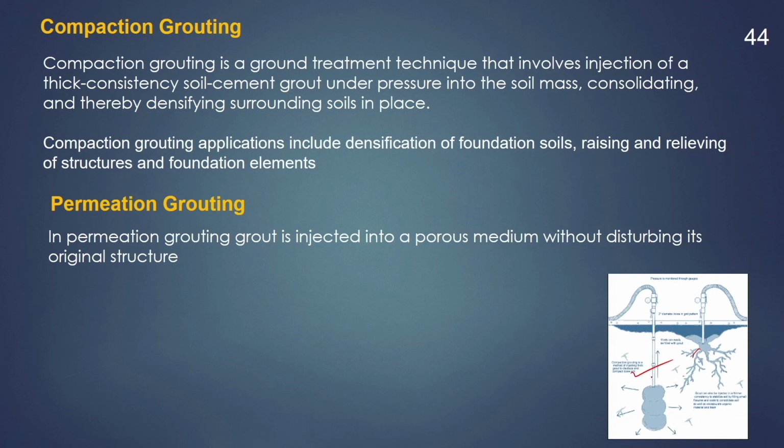So, here we could see that in this compaction grouting process, the grouting material generally used is a thick consistency soil cement mixture. The grout material will be injected with a large amount of pressure, and when we inject it, it will get solidified and densify the surrounding soil, and therefore the strength of the surrounding soil will increase.